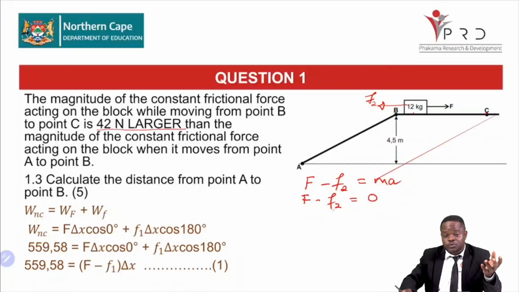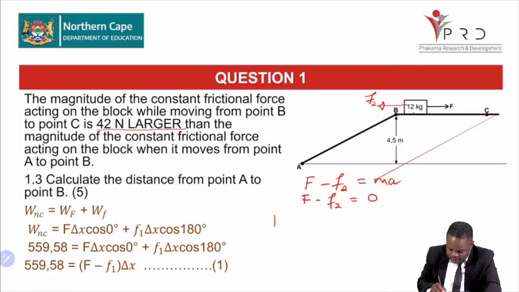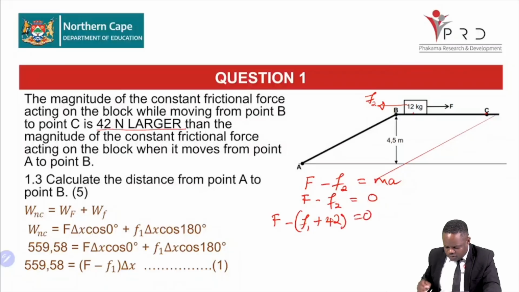Because F2 is 42 newtons larger, F1 plus 42 is going to give you F2. So let's substitute there. We're saying F minus (F1 plus 42) will be equal to what? Will be equal to 0, right? Let's remove the brackets there. F minus F1 plus minus is going to be a negative 42, giving us 0.